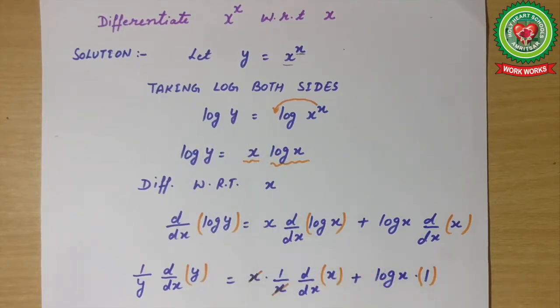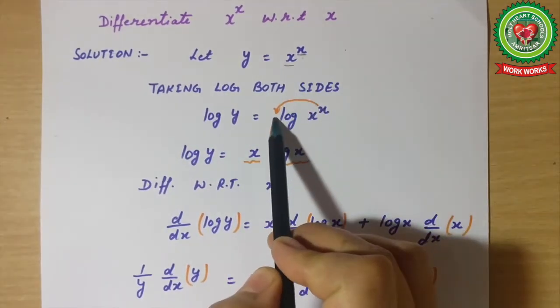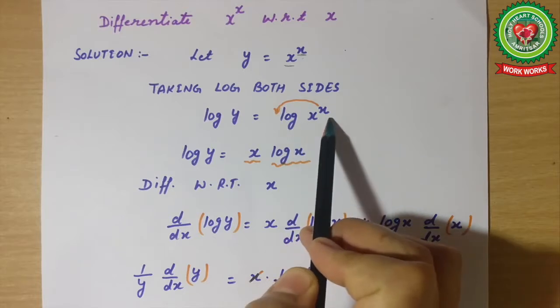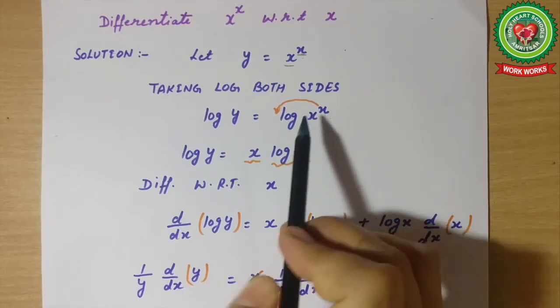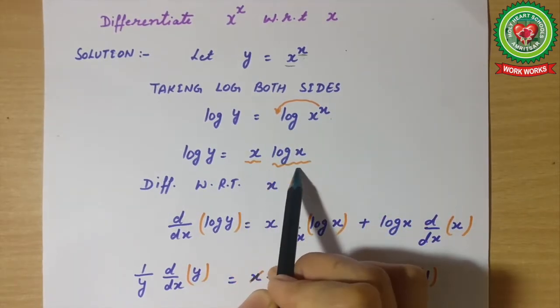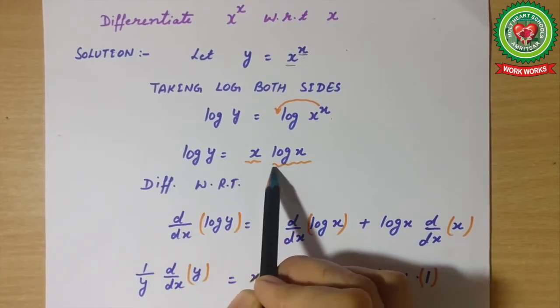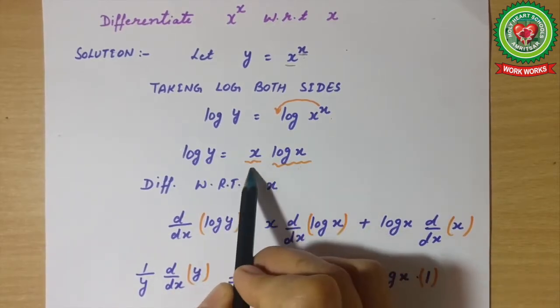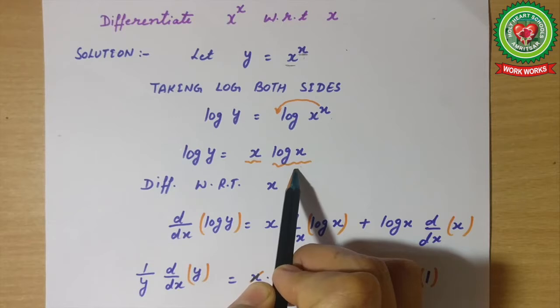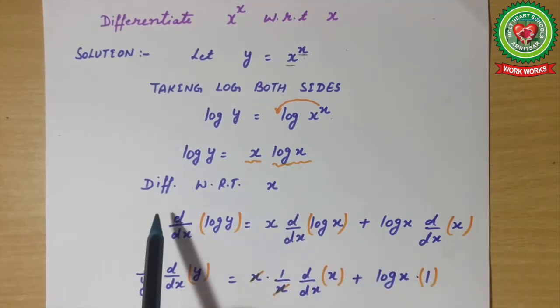Now, according to the power rule, the power will come forward. Log of x raised to power x, applying the power rule, becomes x log x. So log y equals x log x. Now two functions are there, so we can apply the product rule of differentiation.